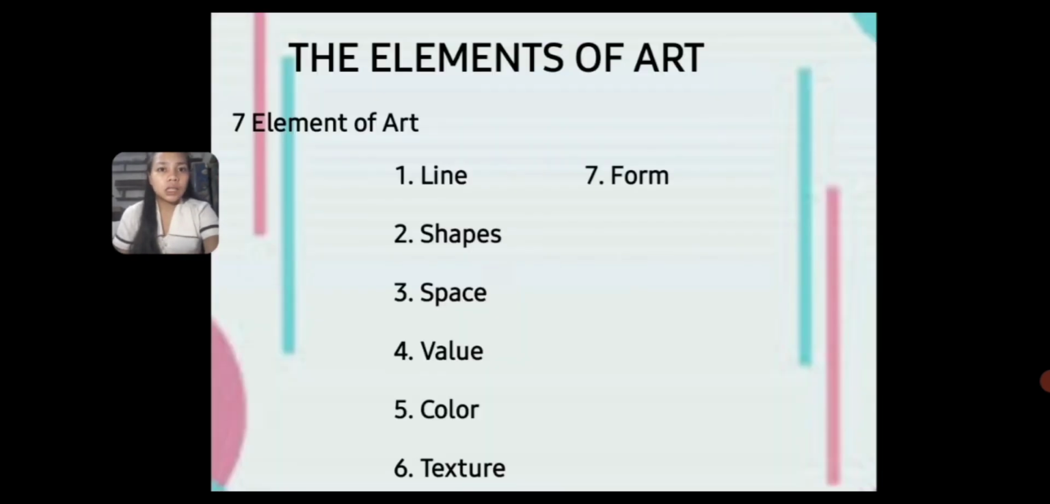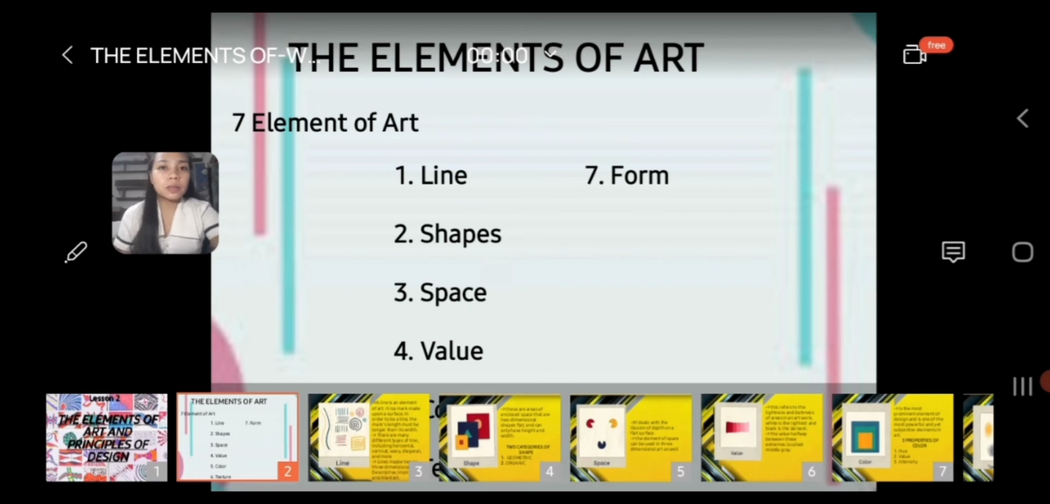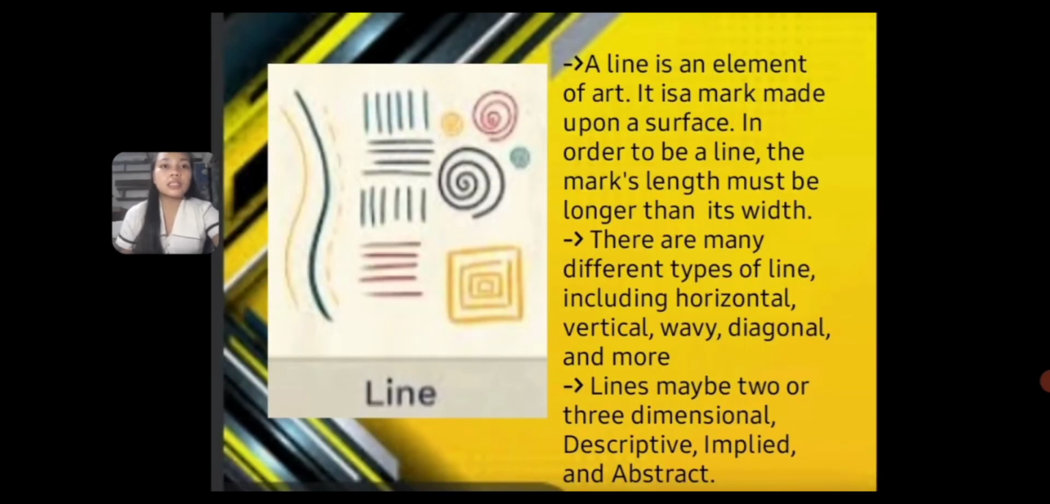So, the elements of art are the visual components of color, form, line, shape, space, value, and texture. Then, the first one is line. A line is an element of art. It is a mark made upon a surface. In order to be a line, the mark's length must be longer than its width. There are many different types of line, including horizontal, vertical, wavy, and diagonal, and more. Lines may be 2 or 3-dimensional.